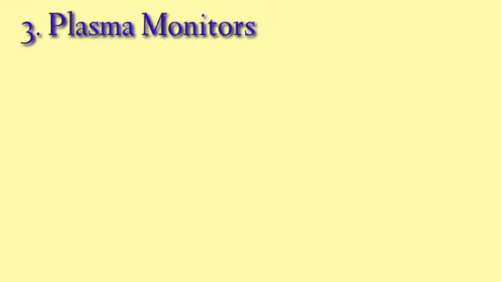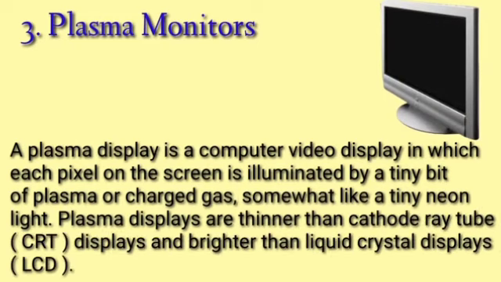Moving forward to the third class of monitor, they are called plasma monitors. You can see the display image on the screen. The plasma display is a computer video display in which each pixel on the screen is made by a tiny bit of plasma or charged gases, also called ionized gases, somewhat like a tiny neon light. Plasma displays are thinner than CRT monitors in size and look, and the image is also brighter as compared to liquid crystal displays. So they have a more clear-cut image as compared to the CRT and LCD monitors.